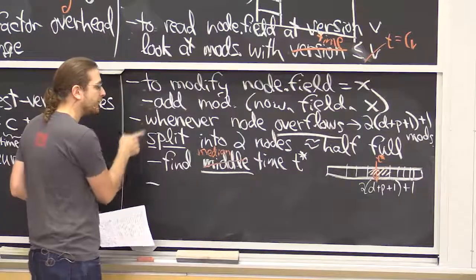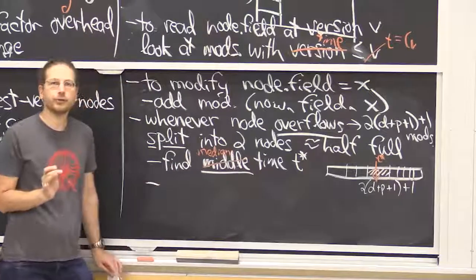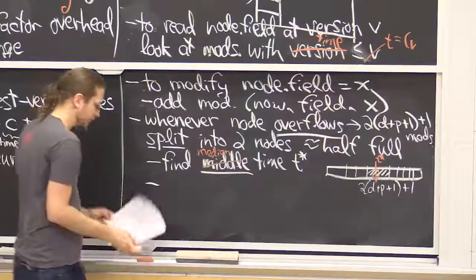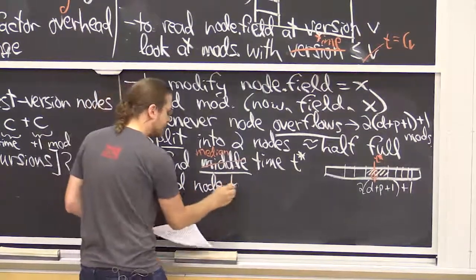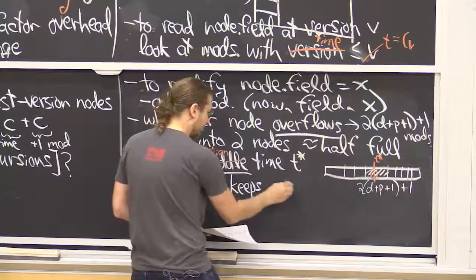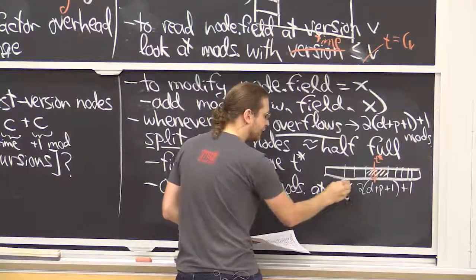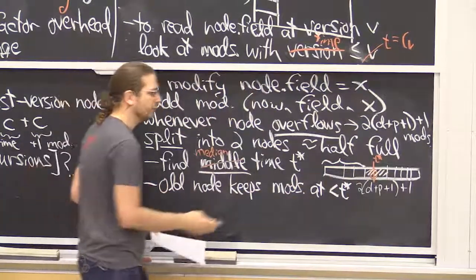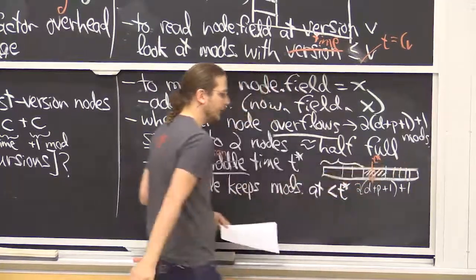So now I'm ready to define what the split does. I say I split into 2 nodes, but in fact I want to minimize motion as much as possible. So one node I'm just going to leave where it is, but I'm going to change what's in it, and then I'm going to make a new node. So there's the old node. It's going to keep mods at time less than t star, strictly less than. So that's these guys. Those remain in the old node. The old node had all of these mods. I'm going to throw away all of the mods from t star onward in that node.